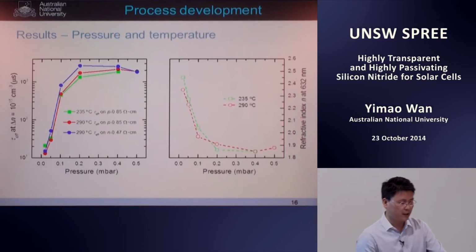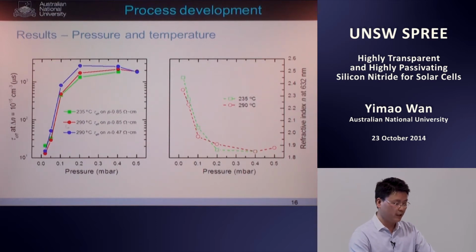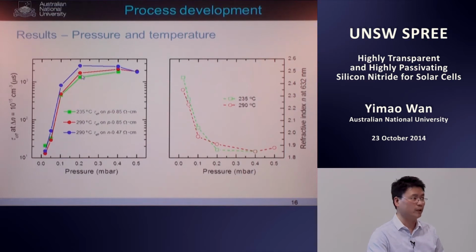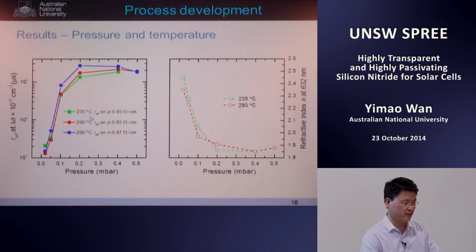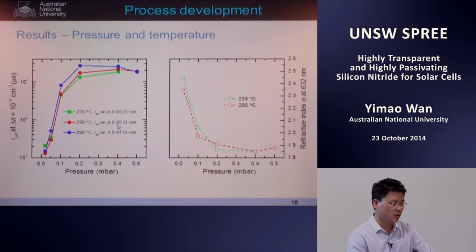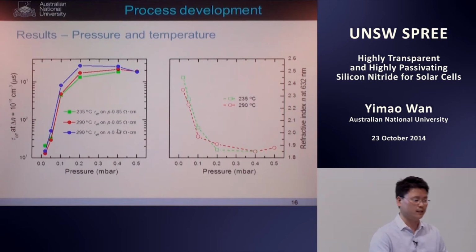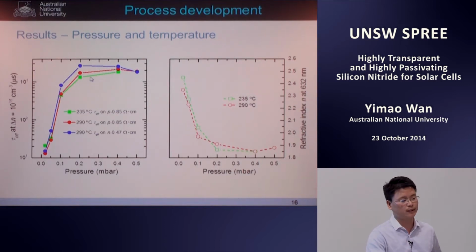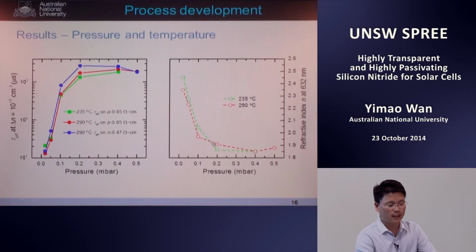And when we vary the pressure at two different temperatures presented here, again we plot the lifetime against pressure and the refractive index against pressure. We can see the lifetime increases as pressure increases up to 0.2 millibar and seems quite saturated there. This behavior we can see at two deposition temperatures, as well as on both p-type and n-type low-resistivity silicon wafers. So the passivation quality improves as pressure increases, and we see the refractive index decreases as pressure increases.